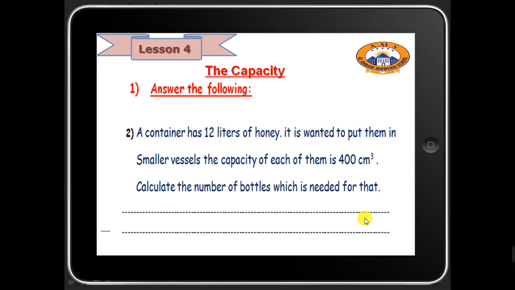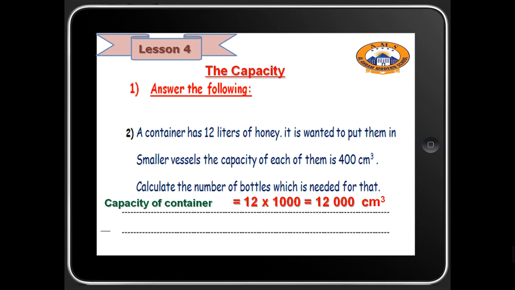Okay, let us have another exercise. A container has 12 liters of honey. It's wanted to put them in small vessels, and the capacity of each one of them is 400 cubic centimeters. So here I have a different unit. We're going first to convert the capacity from liters to cubic centimeters. I will multiply it by 1,000. That will give me 12,000 cubic centimeters.